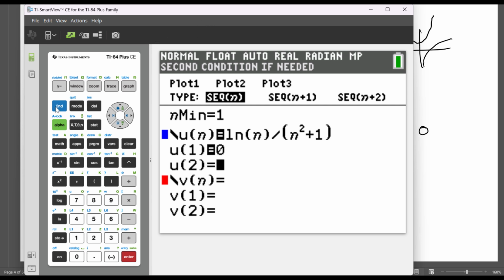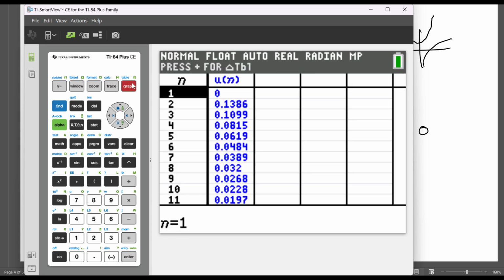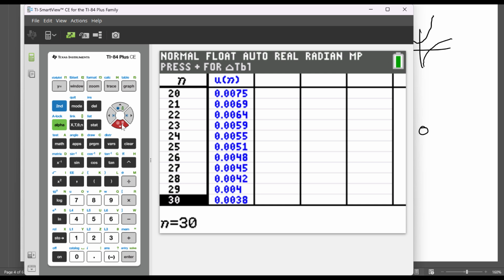So if I go to the table for a moment, and we take a look at the table, it looks like as we scroll down that as n goes to infinity, those values are getting smaller and smaller and smaller, assuming that that continues on to 0.